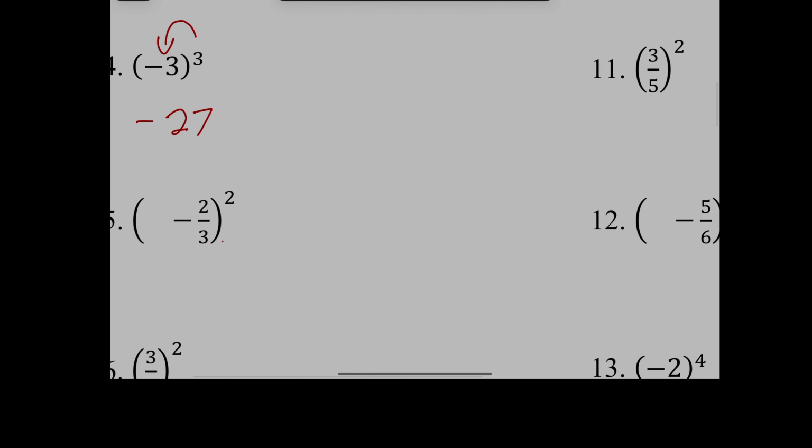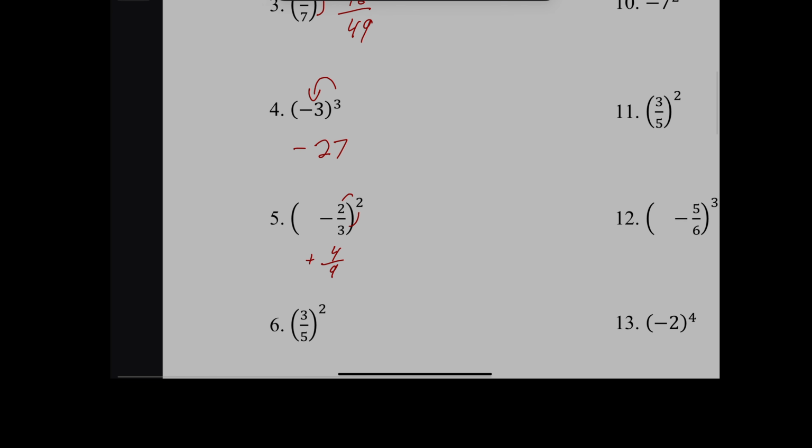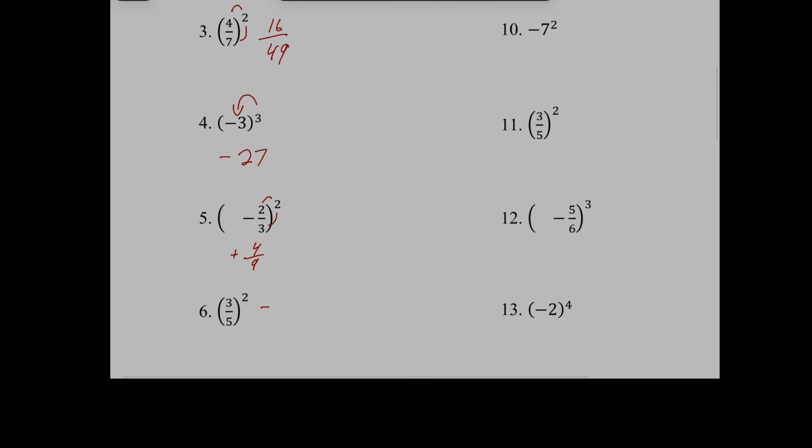This next one, I apologize for the spacing here, but I know that a negative 2, times, the square means in a parenthesis, I'm going to do everything. 2 negatives, my answer is going to be positive, and I'm just going to square the top and the bottom to give me 4 over 9. Let's do number 6. I'm just going to square both, 9 over 25.